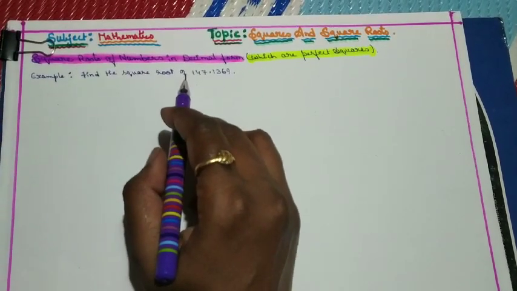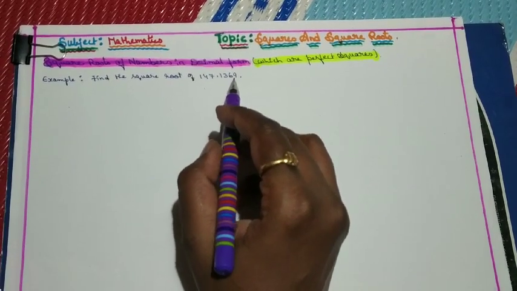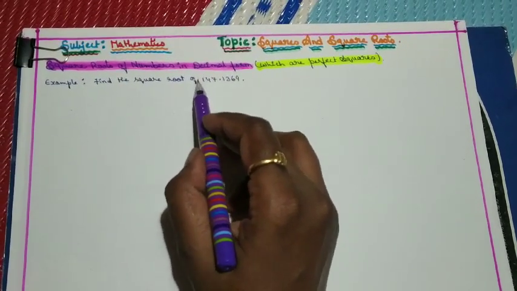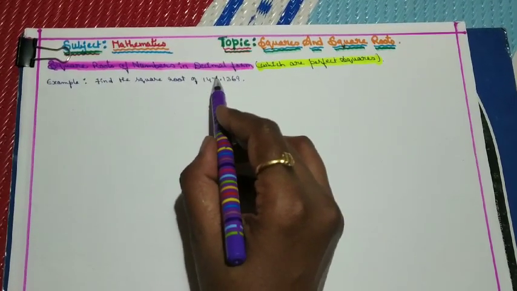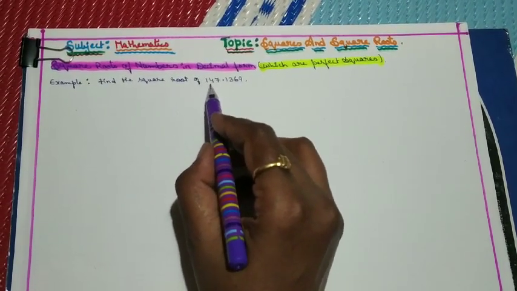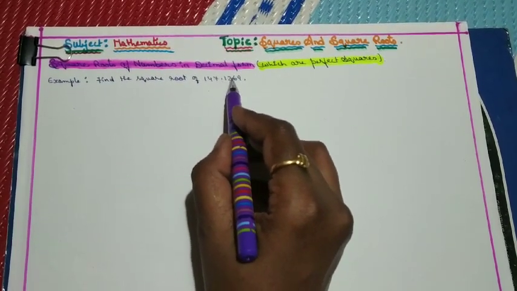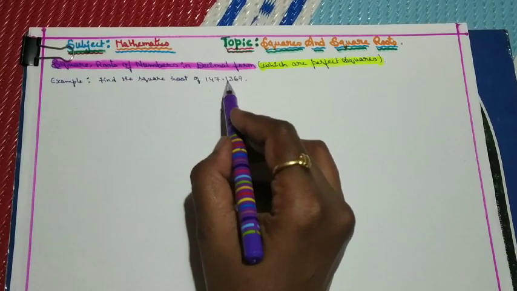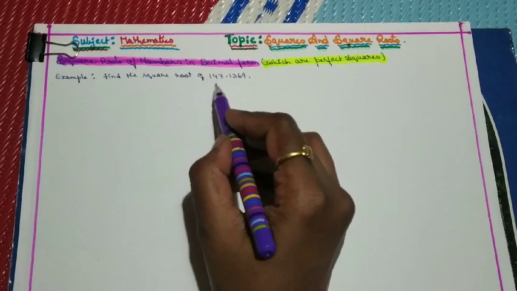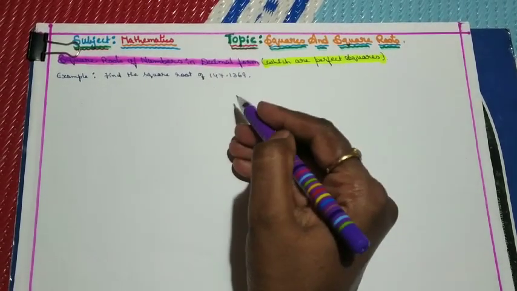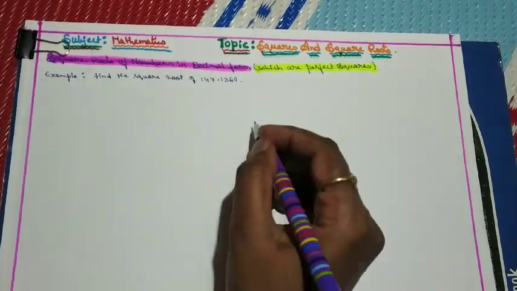Find the square root of 147.1369. We know that a decimal number consists of two parts. The number before the decimal point is called the whole number part, and the numbers lying after the decimal point are called the decimal part. Finding the square root of a decimal number is of the same form as what we have done for finding the square root of whole numbers.